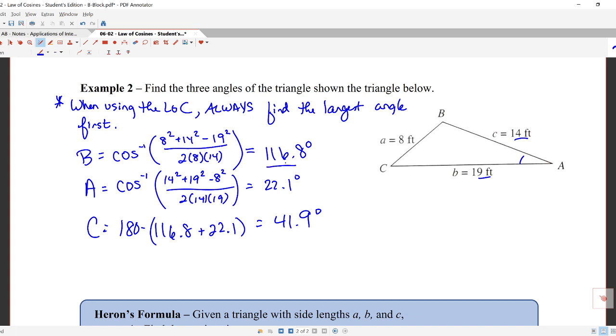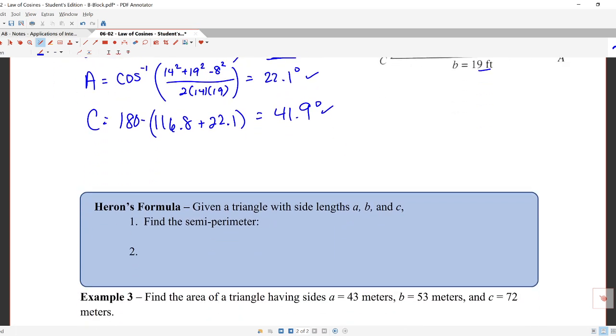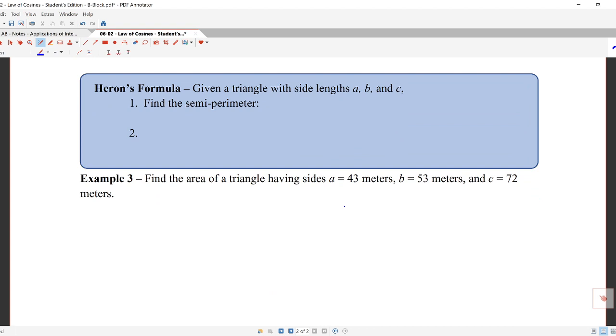So again, the law of cosines, always find the largest angle first. Once you do that, the other two are going to be acute anyway. So whether you use the law of cosines or the law of sines, either way is good enough. I'm going to go ahead and finish this video with doing Heron's formula.